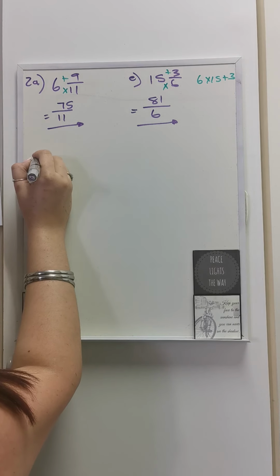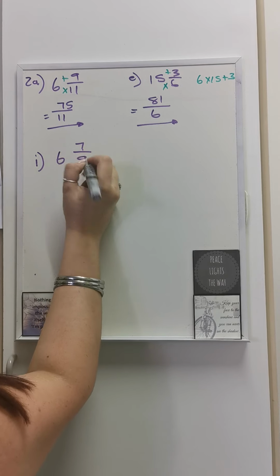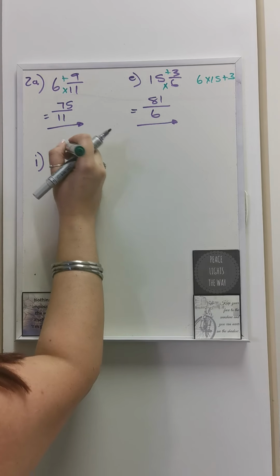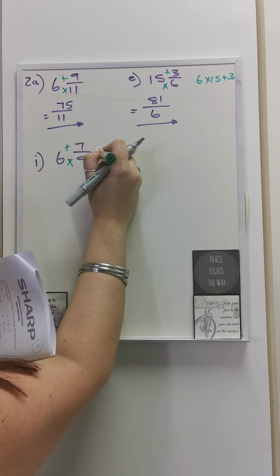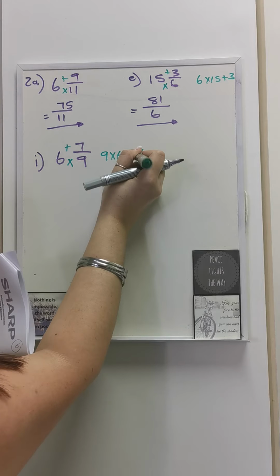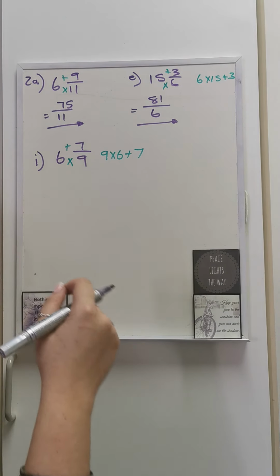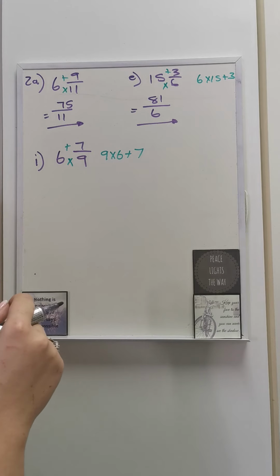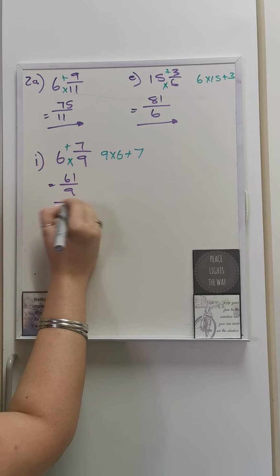And then number I is 6 and 7 over 9. So I'm going to times and plus. So it's going to be 9 times 6 plus 7. 9 times 6 is 54. 54 plus 7 gives you 61 over 9.